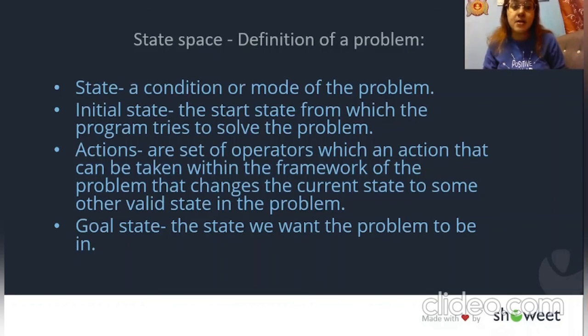A state is a condition or mood of the problem. Next, initial state. It is known as the starting state from which the program tries to solve the problem. Next, actions. Actions are sets of operators, each an action that can be taken within the framework of the problem that changes the current state to some other valid state in the problem. Finally will be the goal state. Goal state is the state we want the problem to be in.